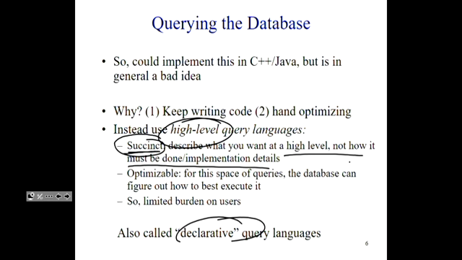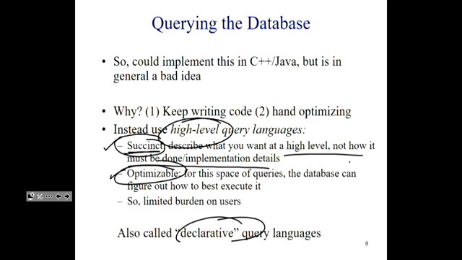There's a clean separation of needs. I have needs to access the data. I have needs to query it in various ways, but I won't tell you how to actually go ahead and execute that query. That is the job of the database. Okay, so these high-level query languages, which allow you to access the data in a database, are succinct. You specify what you want at a high level, and they are optimizable. For this space of queries, the database can actually go ahead and optimize it in a fairly efficient way. It can give you execution methods that are very well tuned for this space of queries.